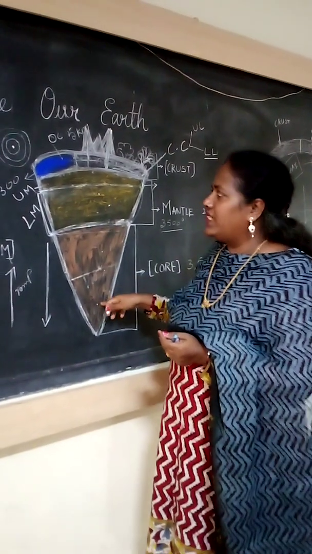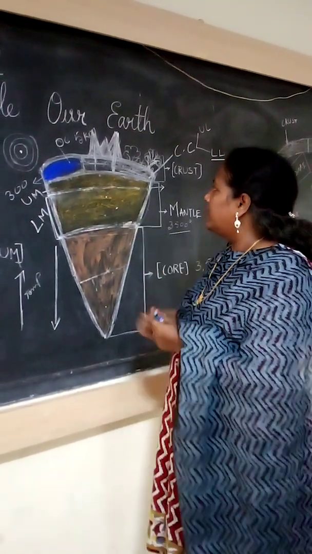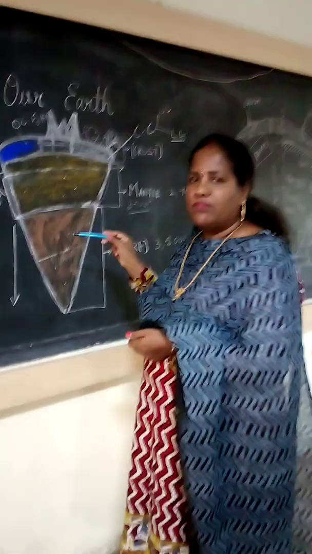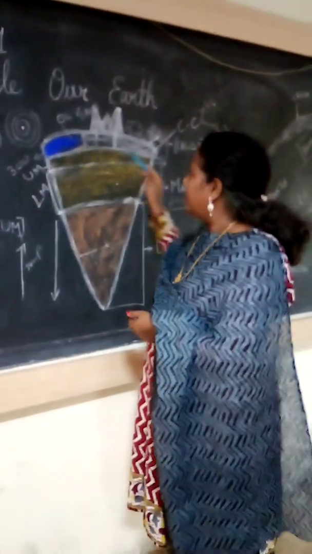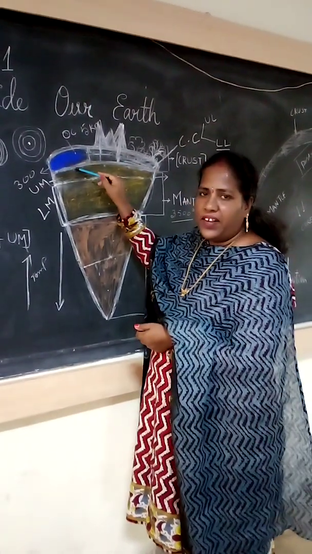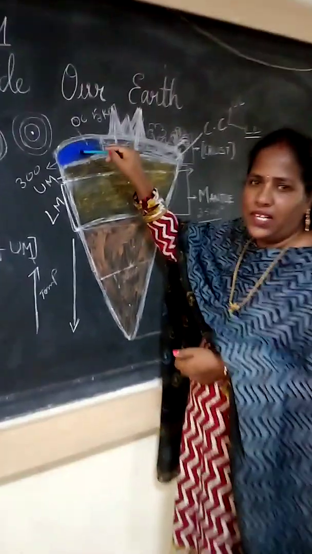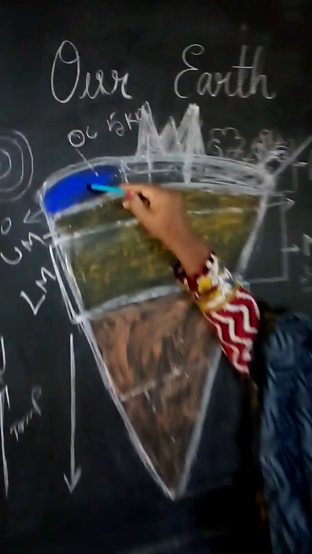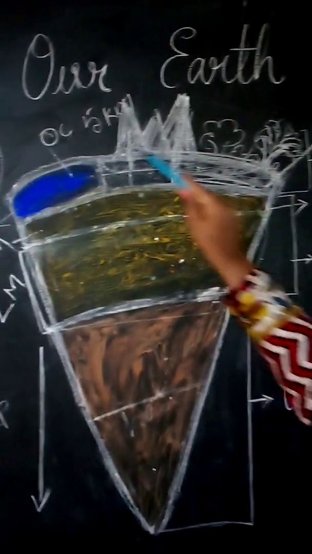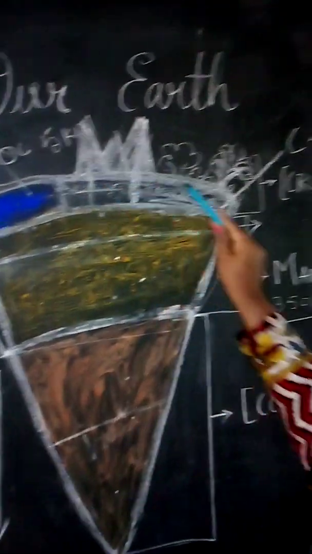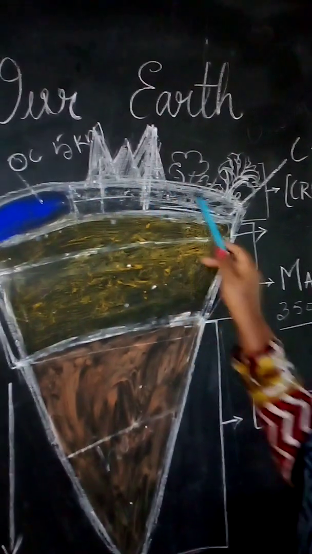Now one by one we will discuss. The first part is called the crust. Again this crust is divided into 2. Which color is there here? Blue color. So this is called the oceanic crust. Next, this is the continental crust. Now the crust is divided into 2 parts.